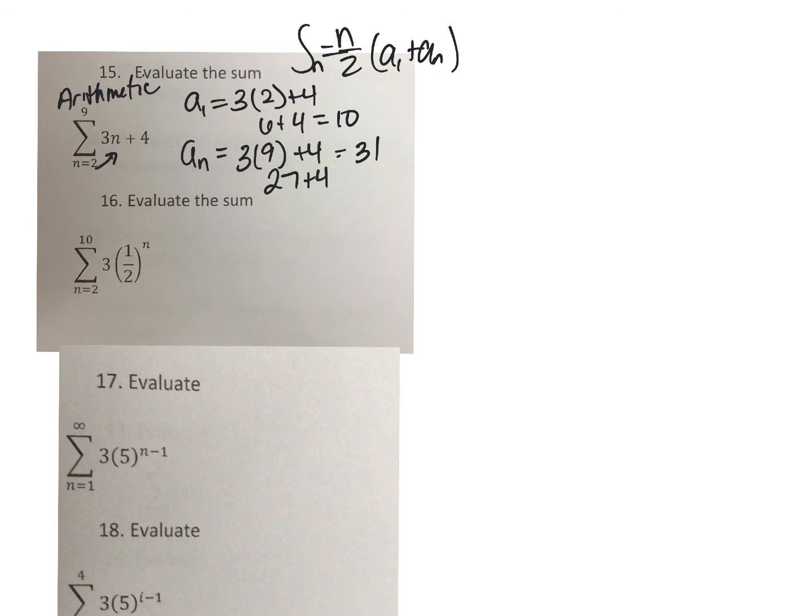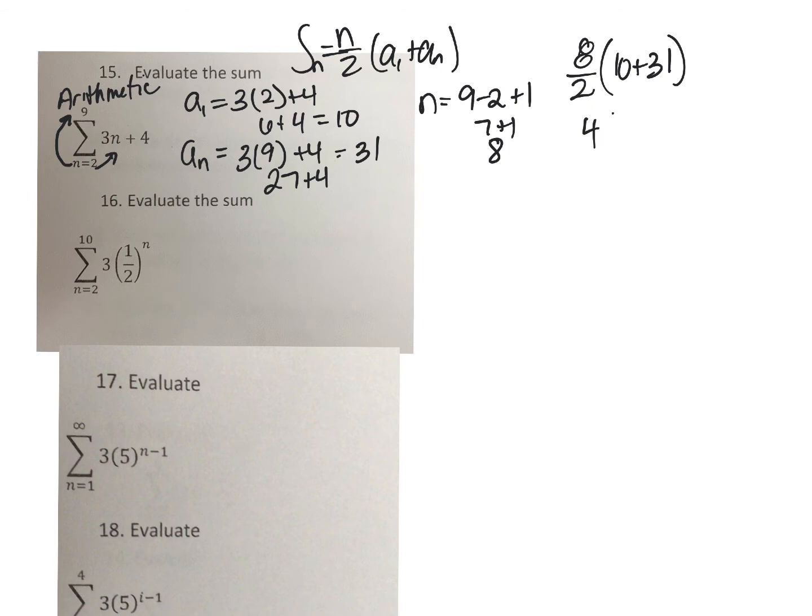Now my n for the formula is not this n equals 2, it's how many numbers from 2 to 9. So if you count on your fingers, or we do n is equal to 9 minus 2 plus 1, which is 7 plus 1, 8. So n is 8. So 8 over 2 times 10 plus 31. That's 4 times 41, which is 164.